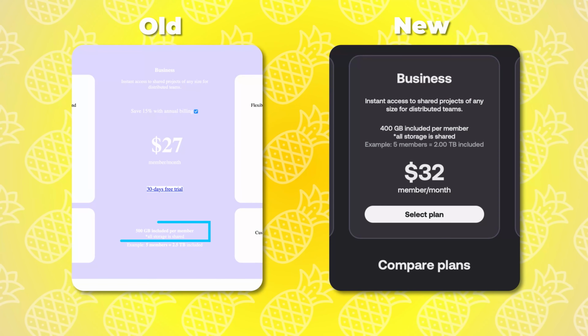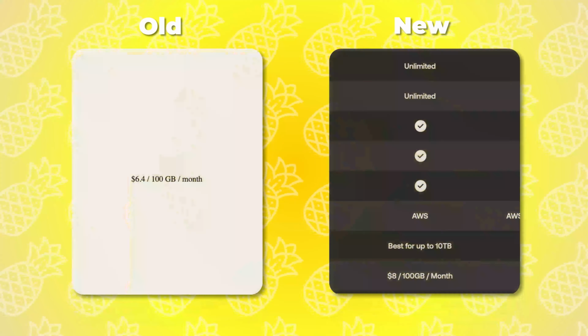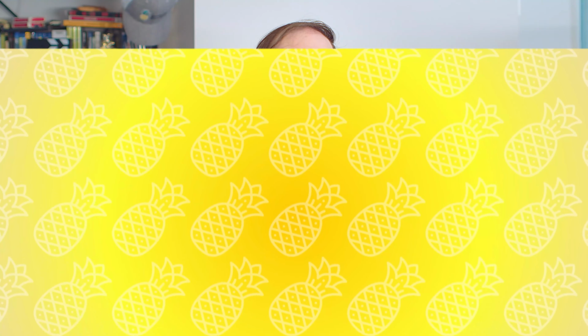First, they changed the amount of storage you get per user, 500 gigs to 400 gigs. And then they changed the overage price from $6.4 per 100 gigs to $8 per 100 gigs. But see, they kept the per user price the same. And that's why this is a bit sneaky. No announcements or anything, just one day to the next the value went down, making this less of a good deal for those switching. Let's move on and talk about the basic plan.